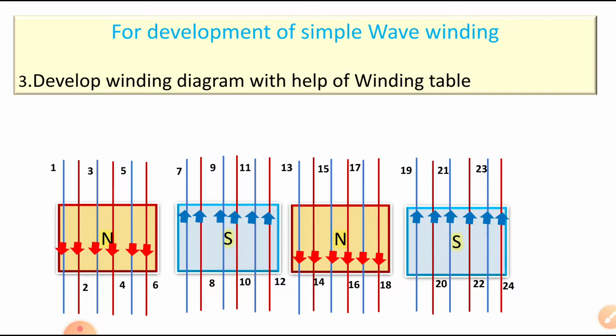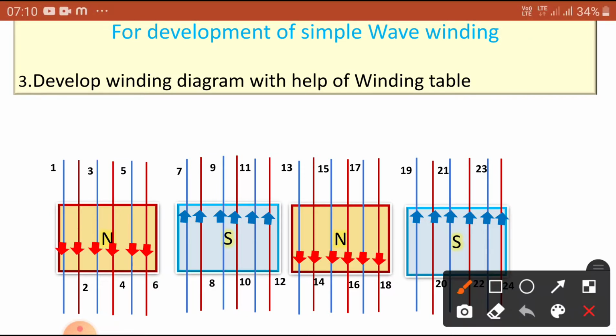Now what is the next thing? I am going to connect based on the table. That means after completion of this one, I am going to connect it. What is the connection? Already you know, very familiar. Based on the table, I am going to connect this one. So let us start with the first conductor, entered in the first slot.